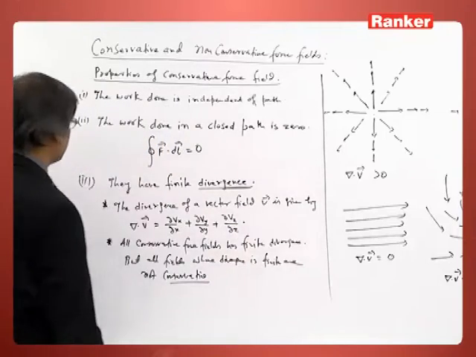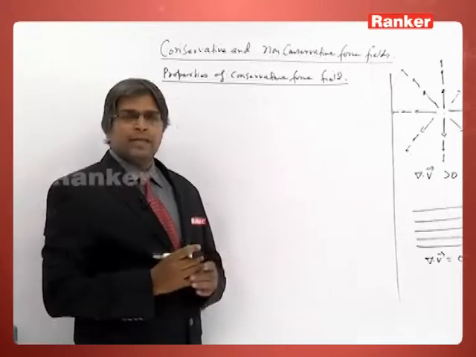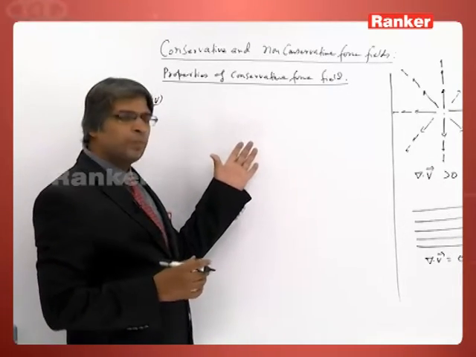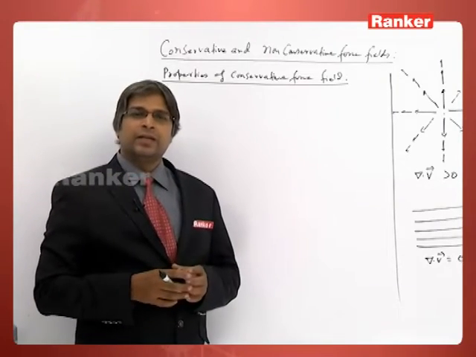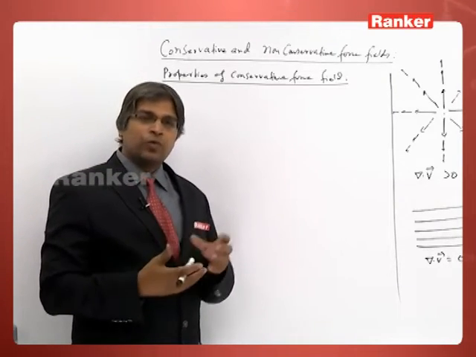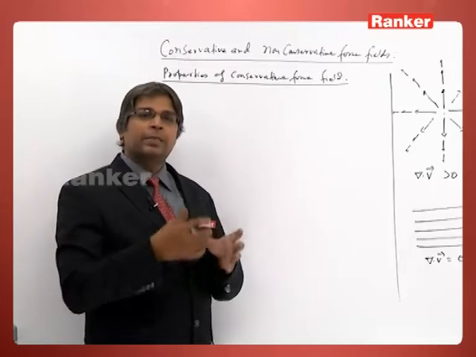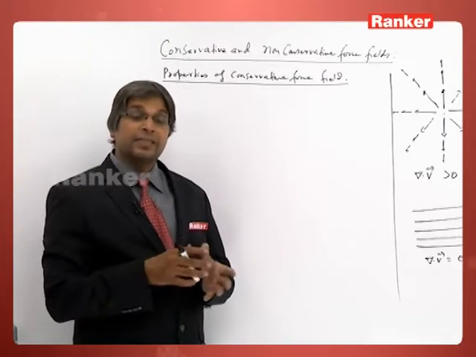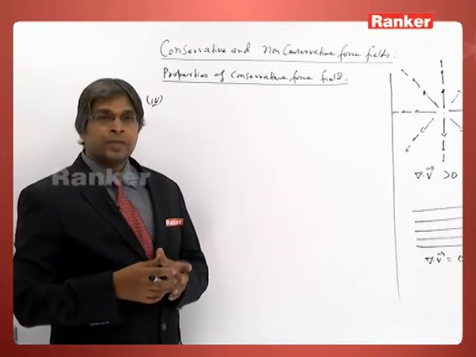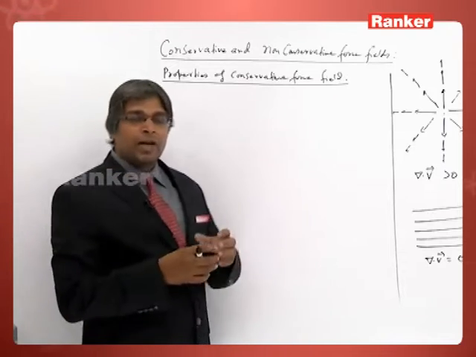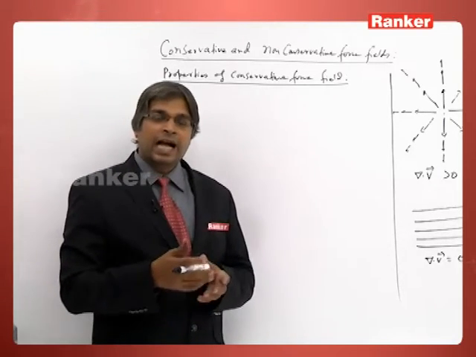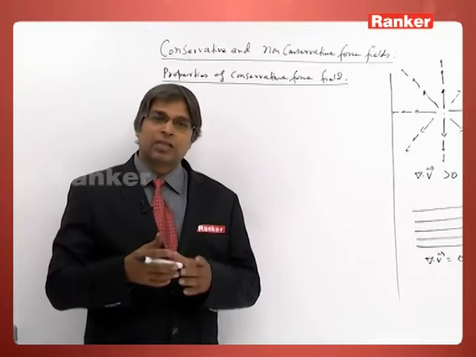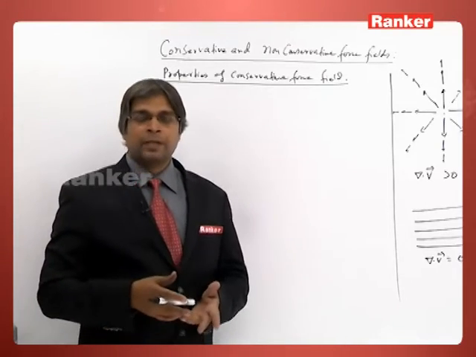Now let us come to the fourth point. First point, second point, third point we have discussed. These are the properties. But we can't prove from this that a given mathematical field is conservative or not, because in order to prove that the field is conservative, we have to prove that it is not non-conservative.